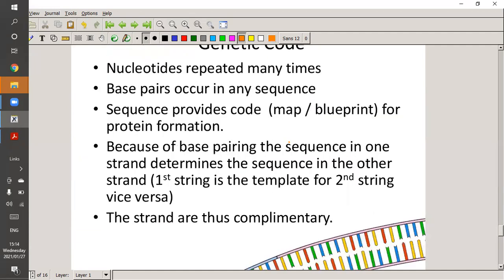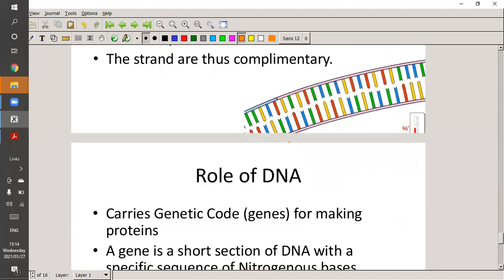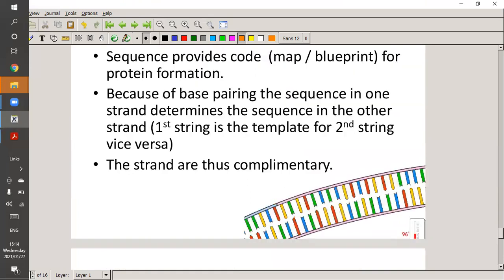Okay, now, nucleotides repeat themselves many times. So you would typically get a code like AACTGGAATTCCCAACCTAC. And this repetition creates a code. Every three nucleotides, one, two, three, forms what we call a triplet, and that triplet is going to become, in the RNA, what we call a codon.